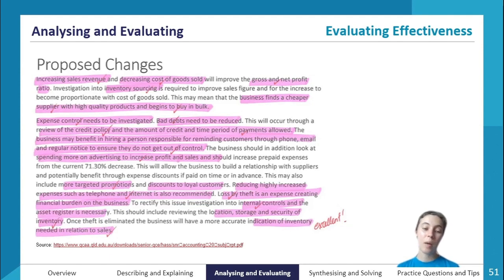So this is an example that you can access from the QCEA. They have subject reports that they produce after each year, and this is in one of their subject reports, and you can access it at the link there on the screen. You can see here how a student has written about proposed changes as part of their evaluation, and this is an example of a really strong evaluation.